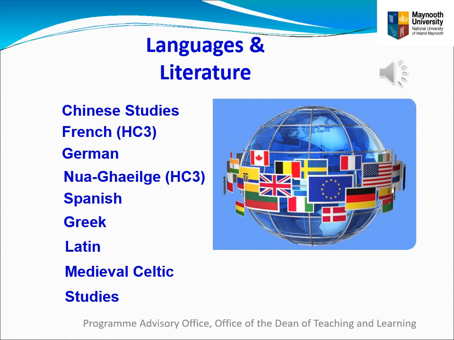The choices we have available under the languages and literature category are Chinese studies, French, German, Nua Gaeilge, Spanish, Greek, Latin. You will see that beside French and Nua Gaeilge, we have a HC3, which is the minimum requirement you must have to register for this subject.